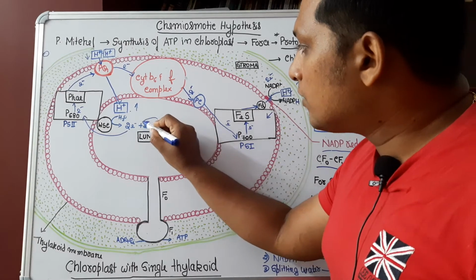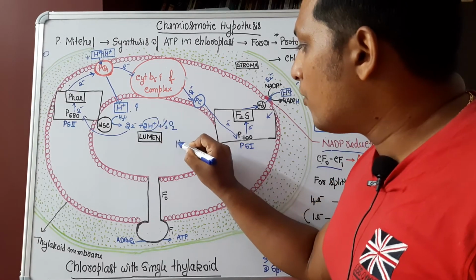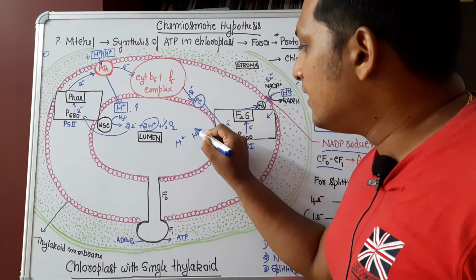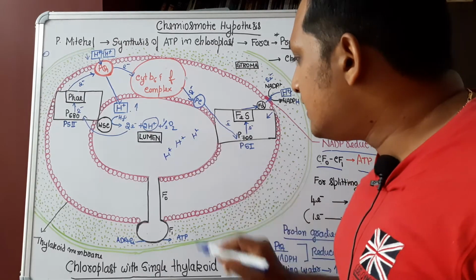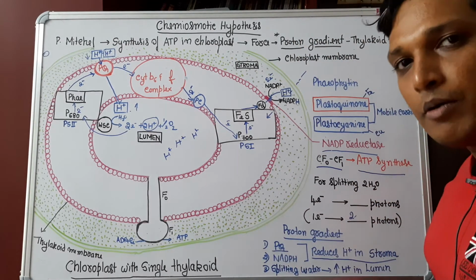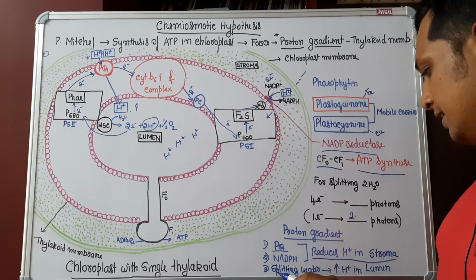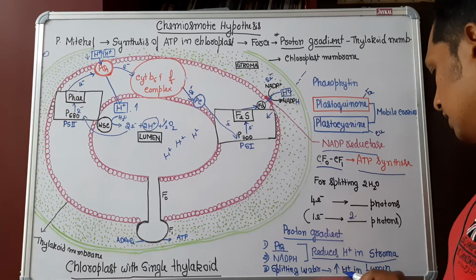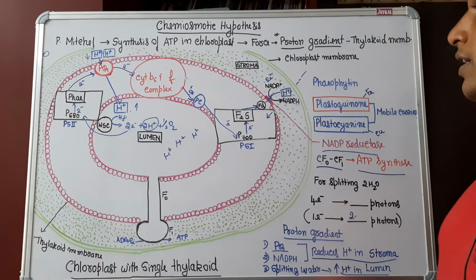During splitting up of water, H plus ion again accumulates in the lumen. That is the third reason for building up of H plus ion in the lumen. That is, splitting up of water increases H plus ion in the lumen.